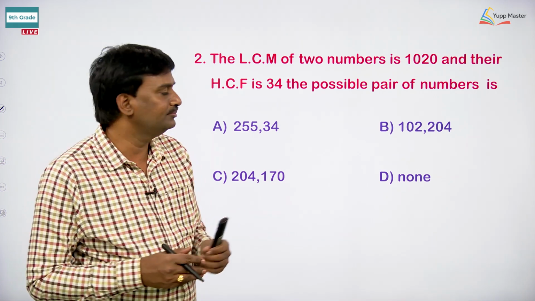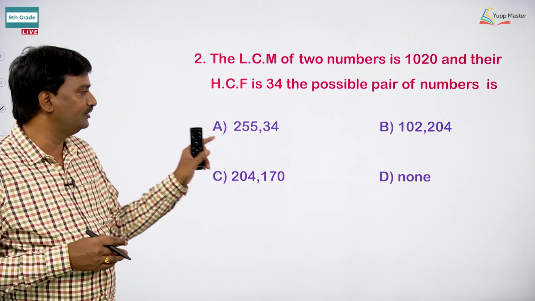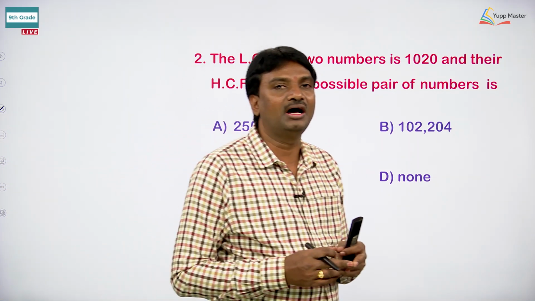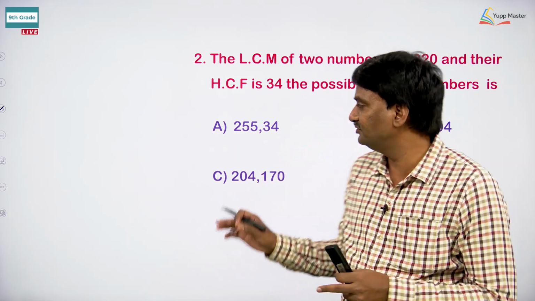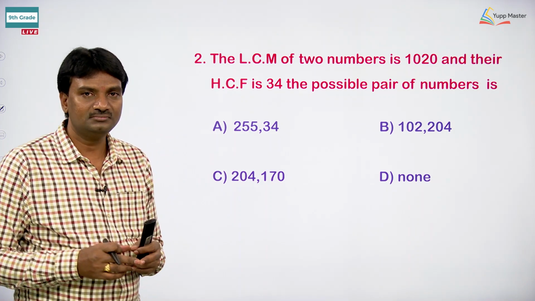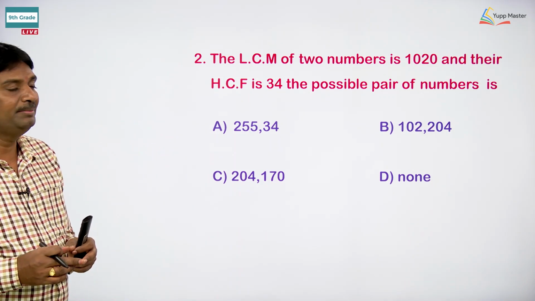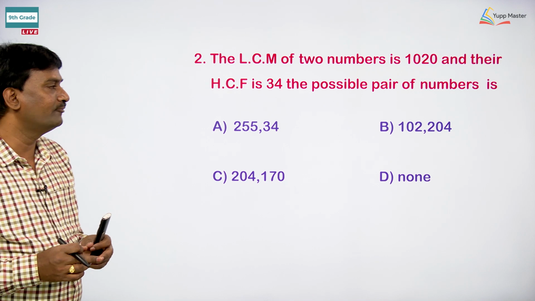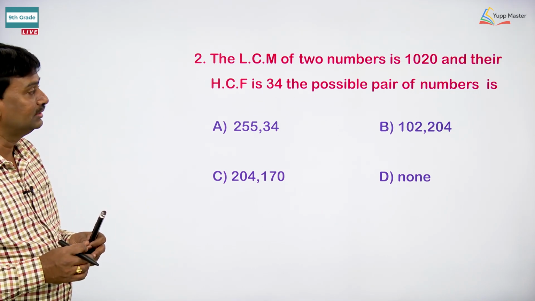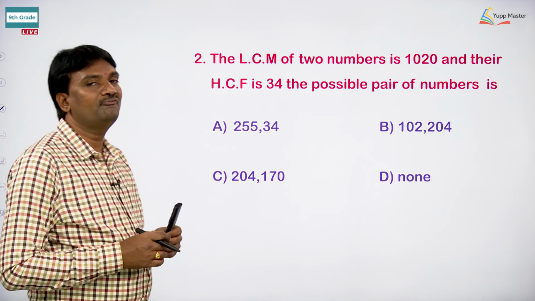For the given problem, if we will not get any one of the 3 options A, B, C, then we can take option D is the correct option. If A, B, C are not correct, then we can consider option D is the correct option. So here the problem is given as the LCM of two numbers is 1020 and their HCF is 34. The possible pair of numbers is.